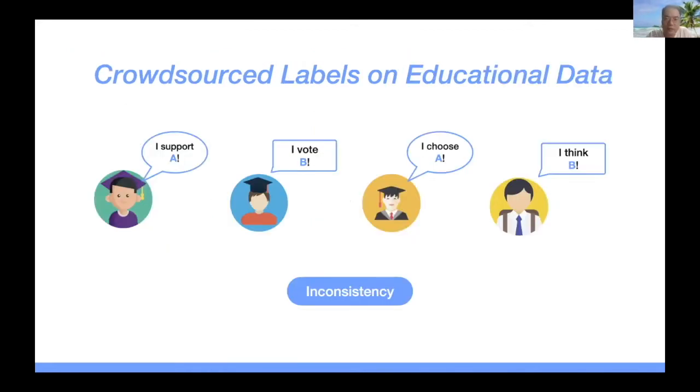Now we already have a large training group data set. Next, we need to consider how to reduce the negative impacts of noisy crowdsourced labels. So how do we deal with inconsistency?